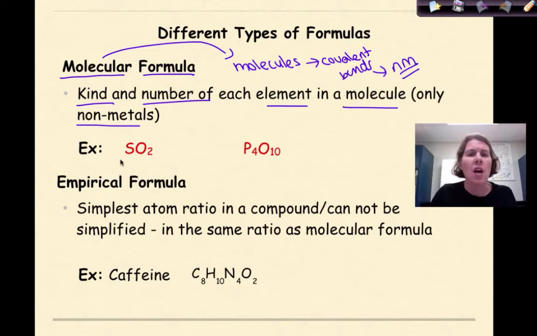Here are 2 examples: sulfur dioxide, SO2, and tetraphosphorus decoxide. And we'll go over later in future videos how to actually name these.